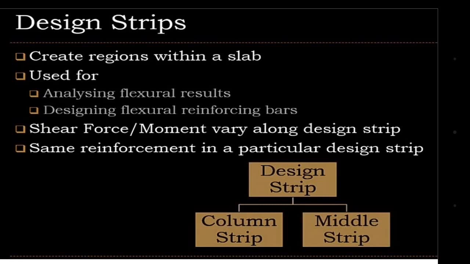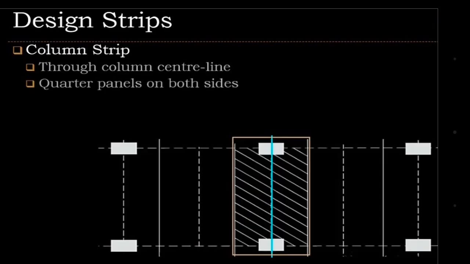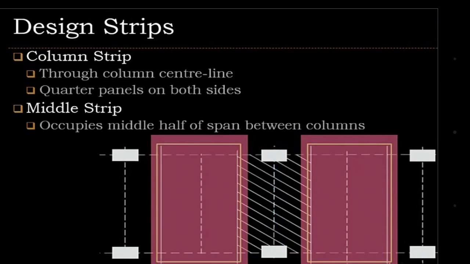Design strips are of two types: column strip and middle strip. Column strips run through the column center line, a quarter plane on both sides. The middle strip occupies the middle half of the span between columns.